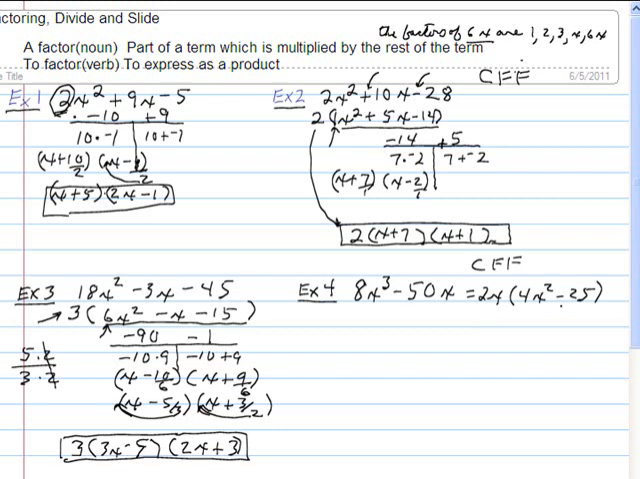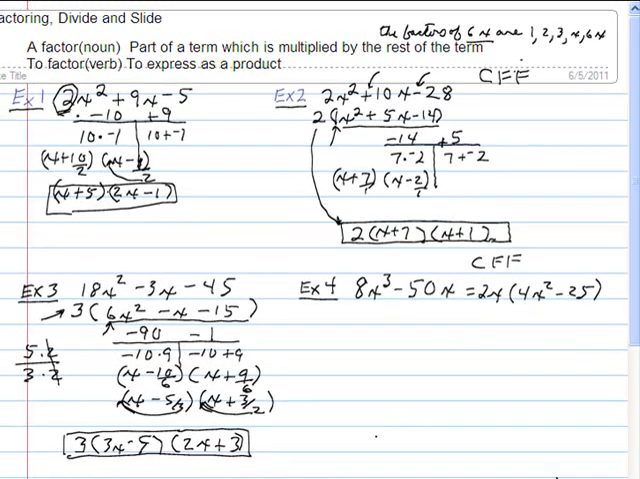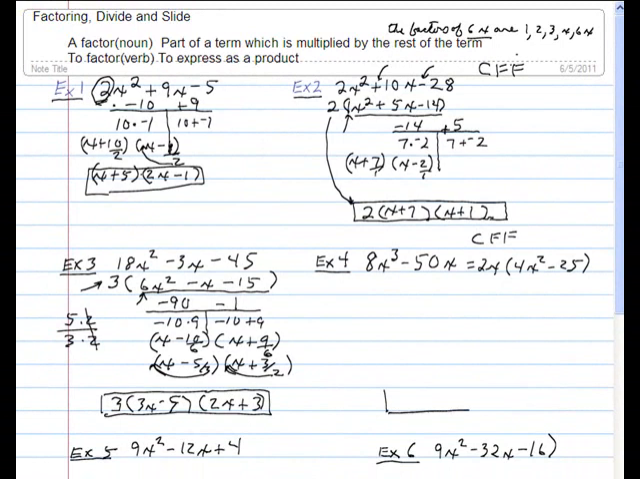And I get 2x times 4x squared minus 25, because if I multiply back, 2x times 4x squared gives me 8x cubed. 2x times negative 25 gives me negative 50x. So I got what I started with. So the 2x I'm going to move down to an answer box, as I usually do. And then I'm going to use divide and slide on the rest, which is the 4x squared minus 25.